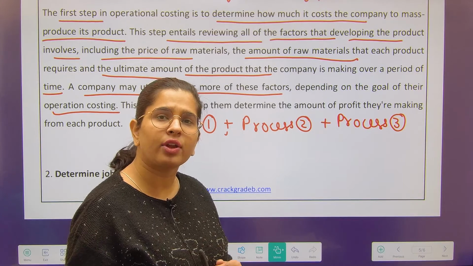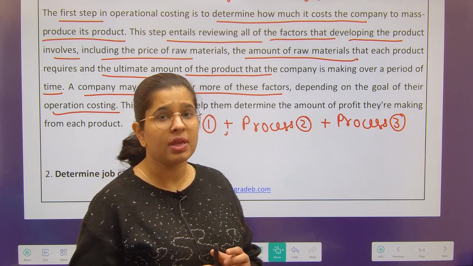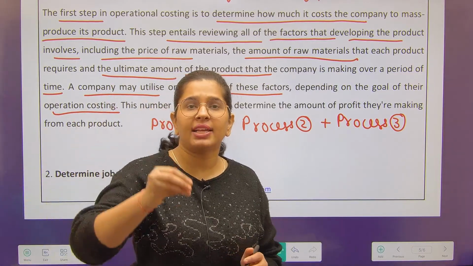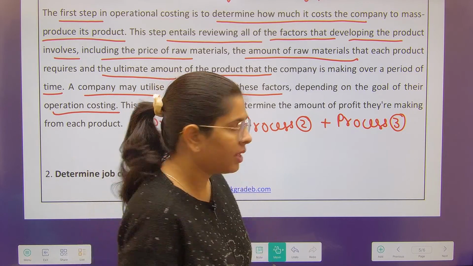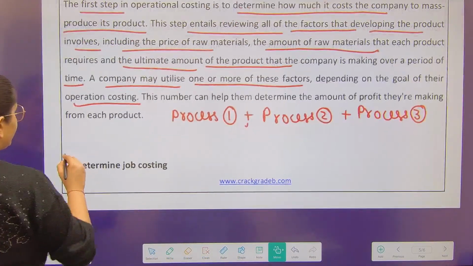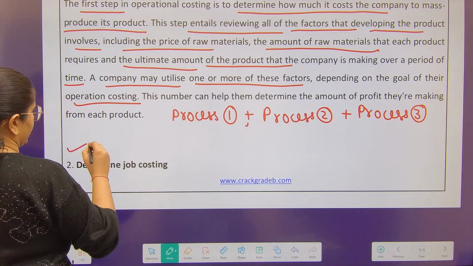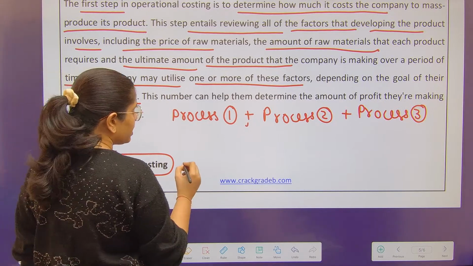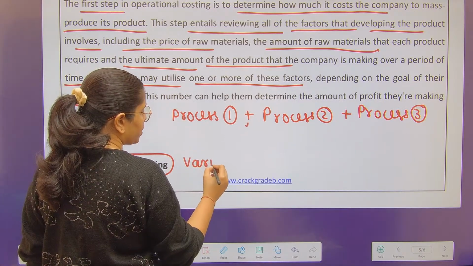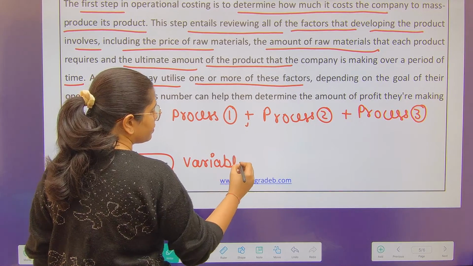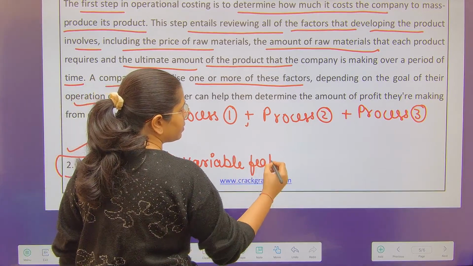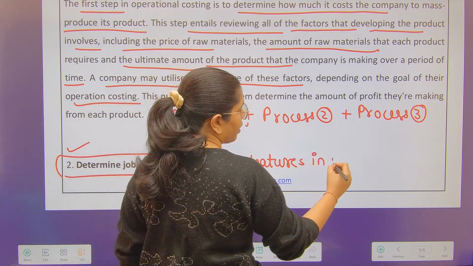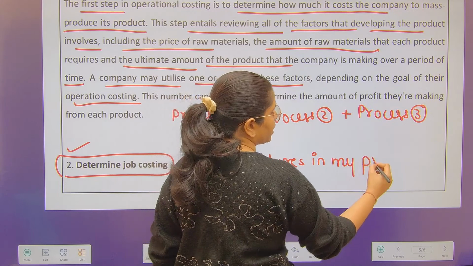Now once you have calculated the cost of the identical item, we will move on to the cost of the variables which you are adding into your product. So the next step for me will be determining job costing. Why am I determining job costing? So this is for the variable features in my product.